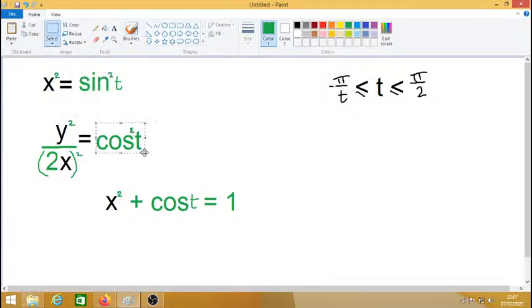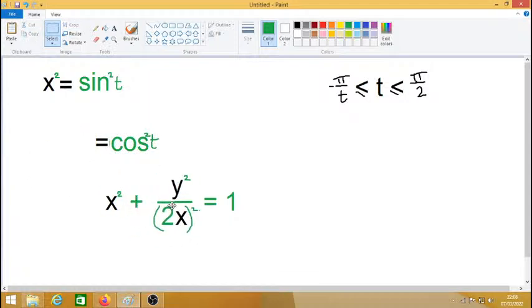We've got cos squared t, and I forgot to put that squared sign in there, and cos squared is in the sine squared plus cos squared formula. So that's a good match. That can come here, and y squared over 2x squared can go in its place once I make a bit of space. So there you go.